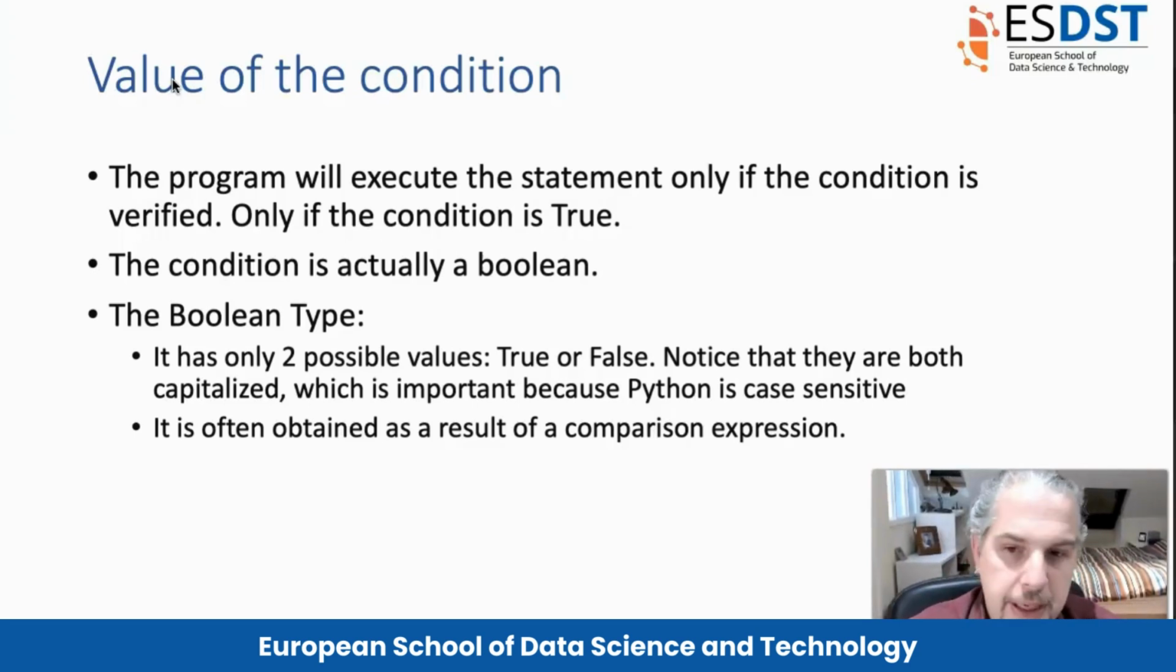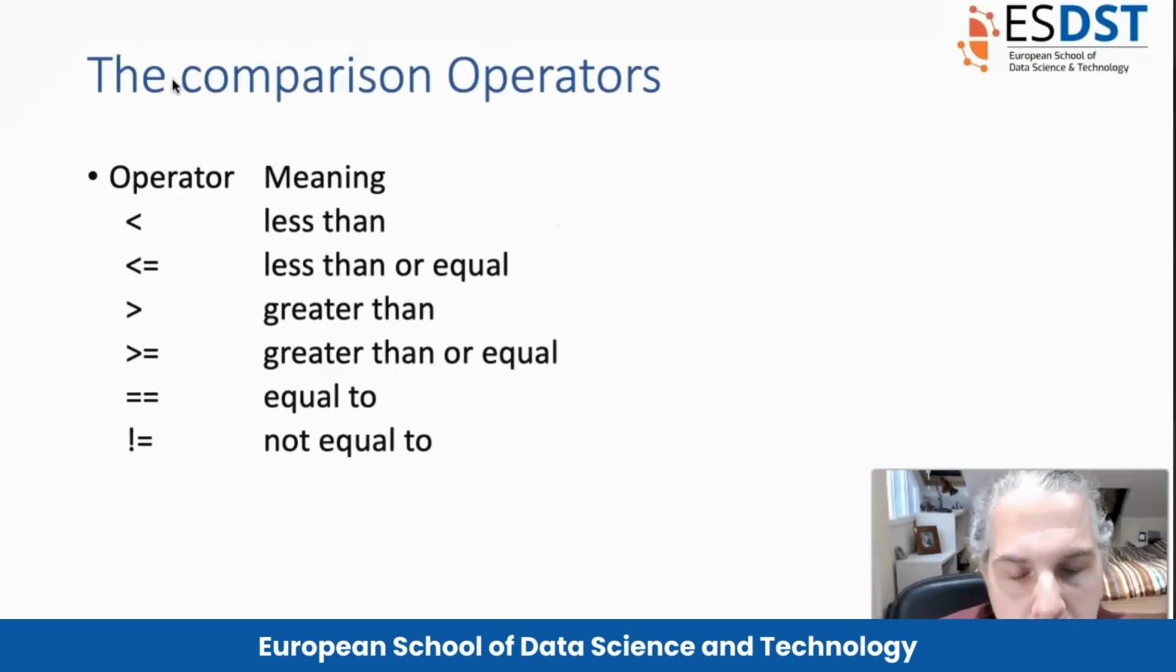We will see an example in a minute, but obviously the Boolean type is obtained as a result of a comparison expression. In order to build a comparison expression, we use the classic comparison operators: less than or equal, greater than or equal. And now careful, we use the double equal to check the equality. There is a difference between double equal and single equal, which we're going to explain in 1 minute. Also, we use the not equal. The not equal is the exclamation mark equal.